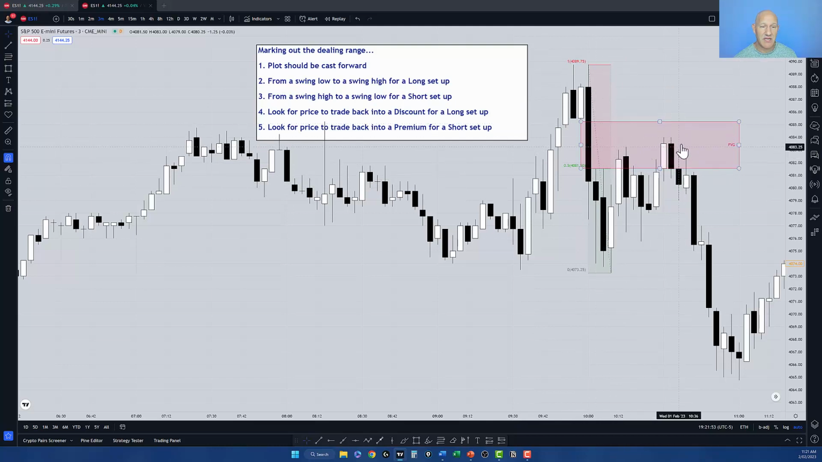And then we can be looking at our fair value gap to then use that as our entry. And again, you're not just restricted to using fair value gaps, you can use any of the other entries that ICT teaches. It just comes down to what your model is.